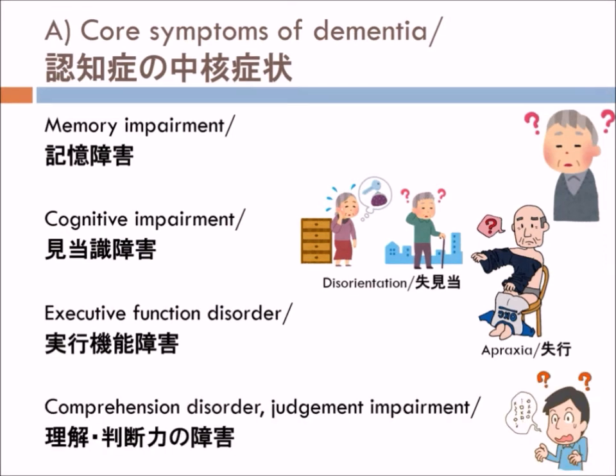Comprehension disorder, judgment impairment. The person becomes unable to make judgments due to decreased comprehension and judgment ability, like counting money becomes a difficult task.